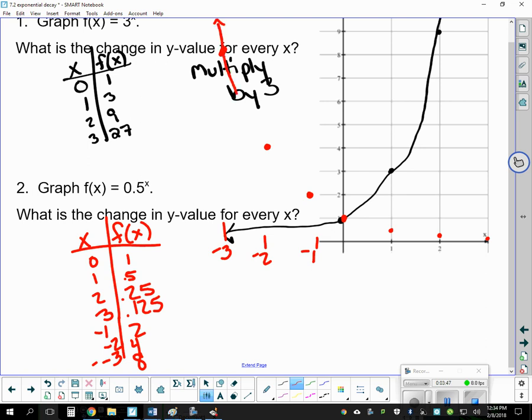So now I can see that I'm doing this. Not the best, but can you see that it's the same type of curve as my black one, just flipped around? So that's what I'm saying. Exponential growth and decay are very similar. They're just flipped. Okay?